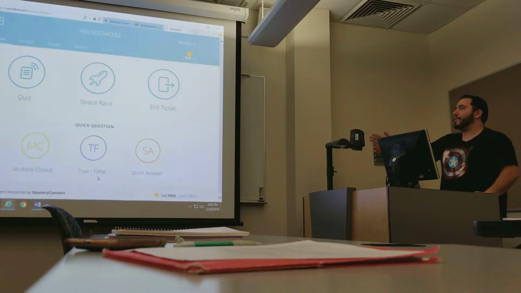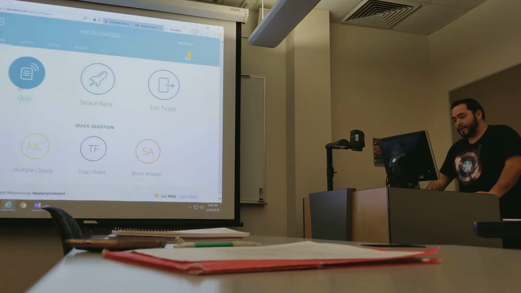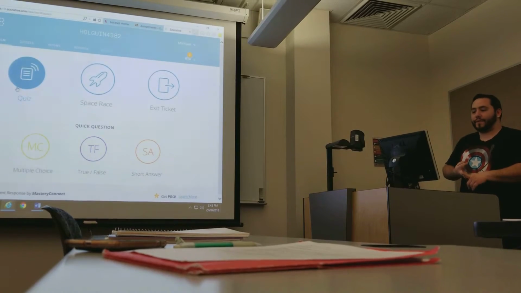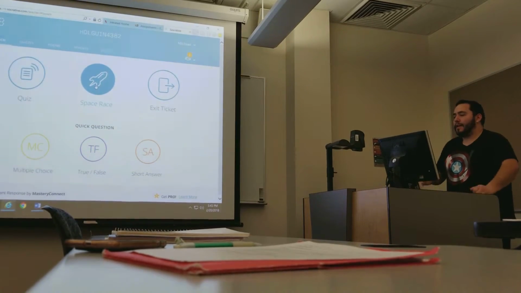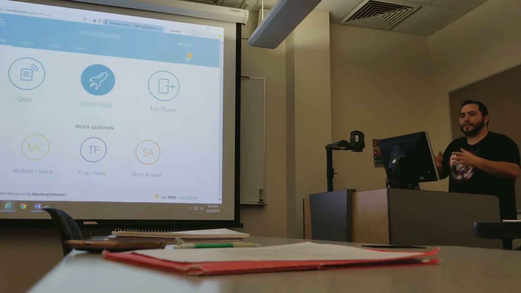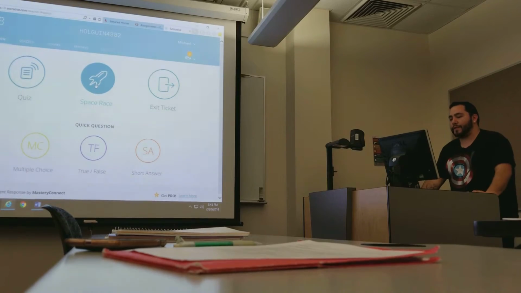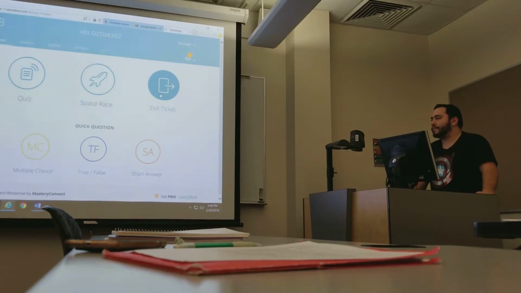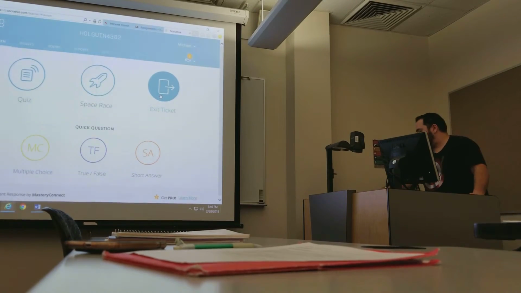Socrative. So this is what the teacher's section looks like, where I can make quizzes. They can be multiple choice, true/false, or short answer, or a combination of all three. We can do space race, where they're essentially timed against themselves and the other students, so they can see who finishes their quizzes first. Or the exit ticket, which is what I'll be using in that class, where the exit ticket would look like this.